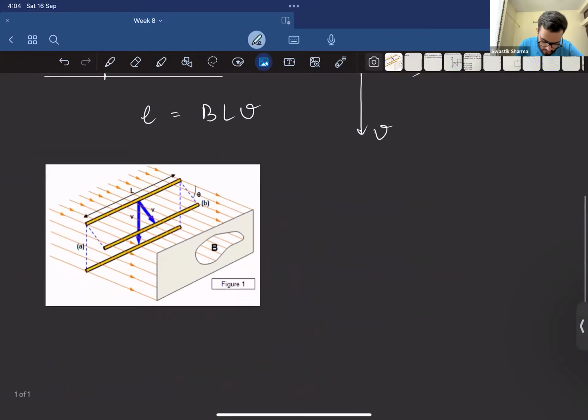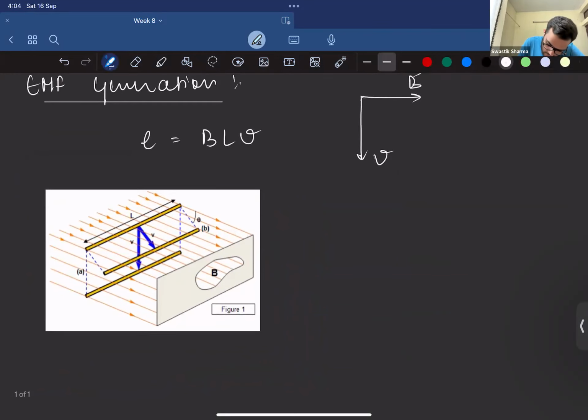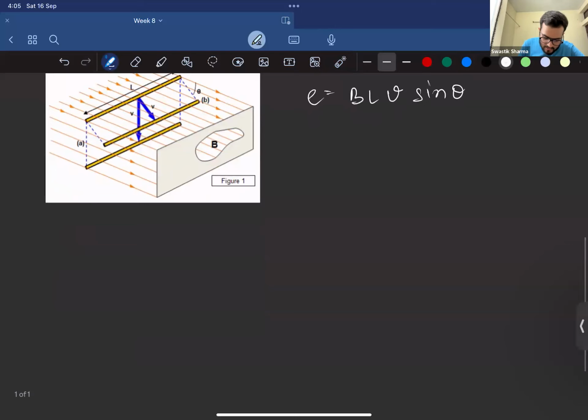In a similar way, let's say we have another conductor, but instead of moving orthogonally to the magnetic field, it makes an angle theta. Sorry, not this angle, this is 90 minus theta, this angle. The EMF that is produced is equivalent to BLV sine theta.